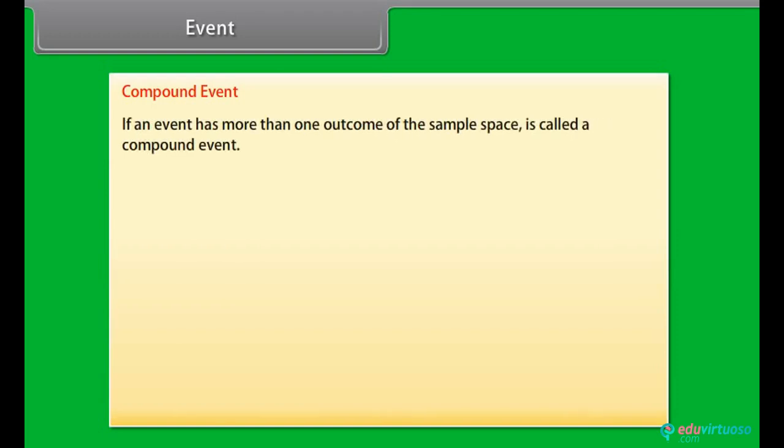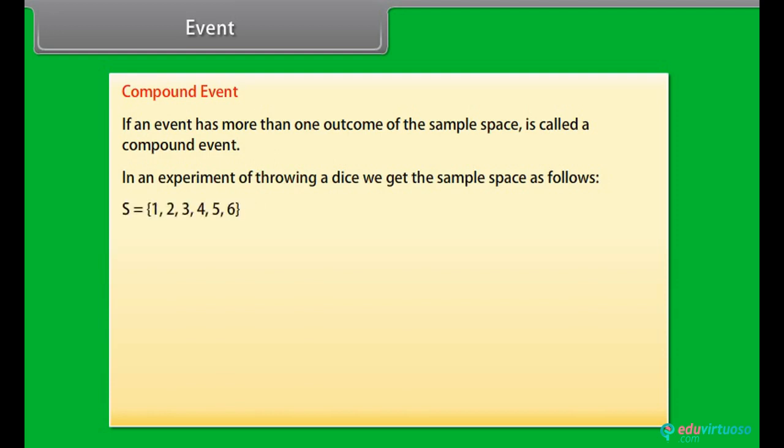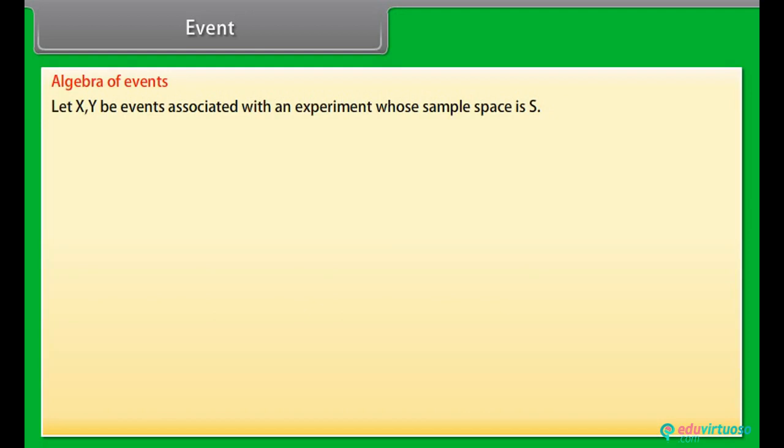Compound event. If an event has more than one outcome of the sample space, it is called a compound event. To understand it, let's take an example. In an experiment of throwing a dice, we get the sample space S is equal to 1, 2, 3. Algebra of events. Let X, Y be events associated with an experiment whose sample space is S.